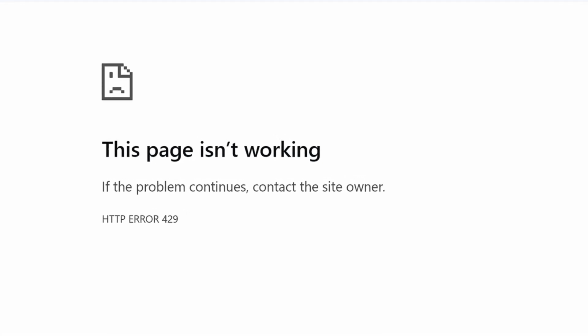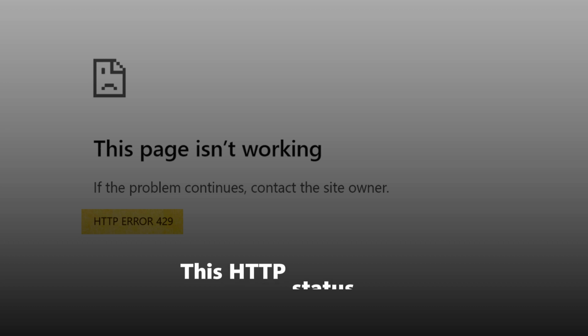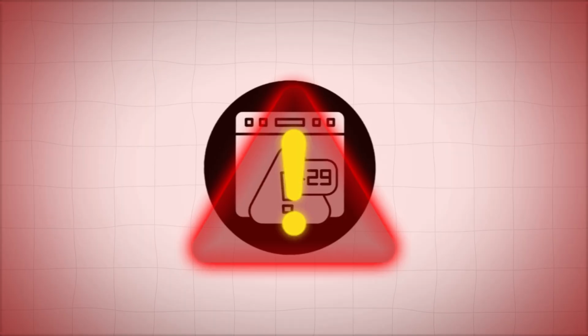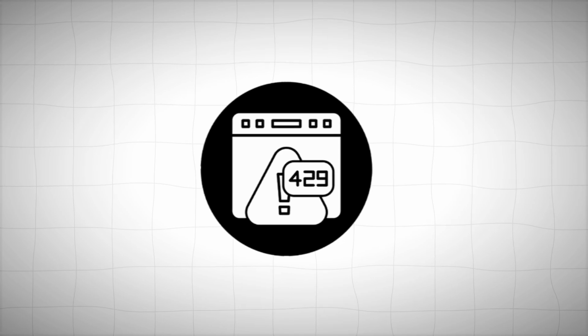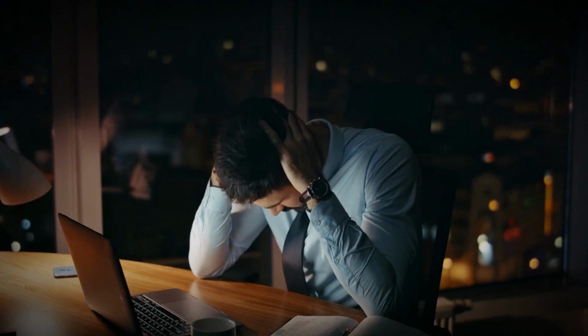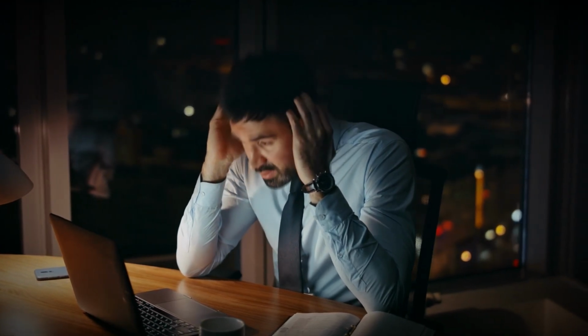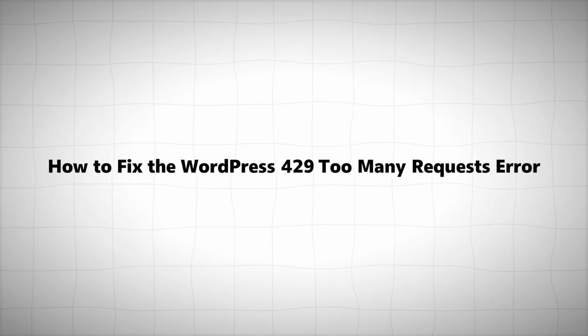What is the WordPress 429 too many requests error? This HTTP status code indicates a user has sent too many requests in a short period of time. When the rate limit is exceeded, the server responds with a 429 status code, basically telling the browser to slow down. But seeing this error on your WordPress site can be frustrating. Fortunately, there are several effective solutions to fix this issue. So, in this video, I'll show you how to fix the 429 too many requests error in WordPress.